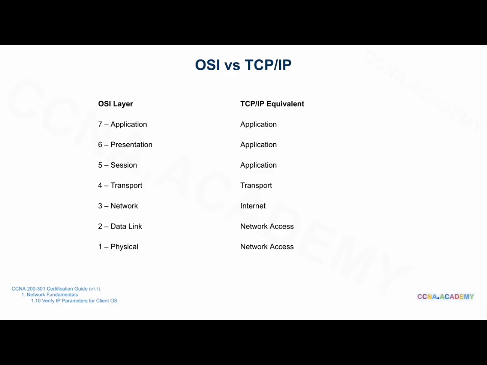Now, let's compare them side by side. The OSI model has 7 layers, while TCP/IP combines those into 4. The top 3 OSI layers, application, presentation, and session, are grouped into the TCP/IP application layer. Transport maps directly to transport, and the bottom 3, network, data link, and physical, fit into Internet and network access. So, OSI helps us understand concepts, while TCP/IP shows us how networks actually work.